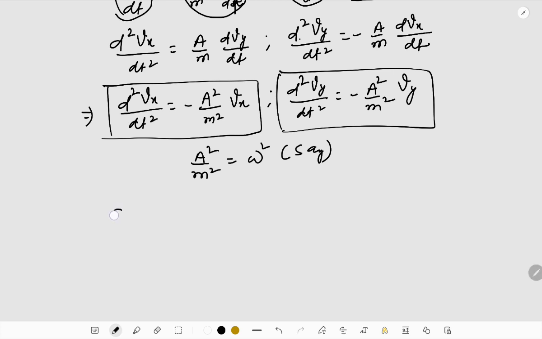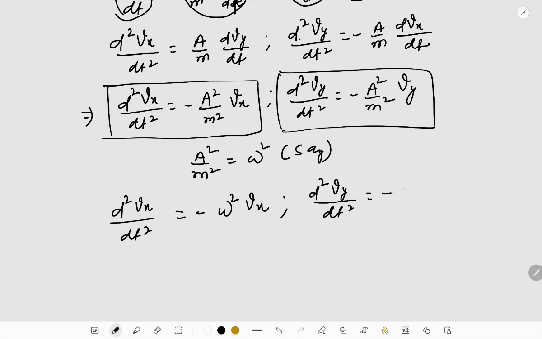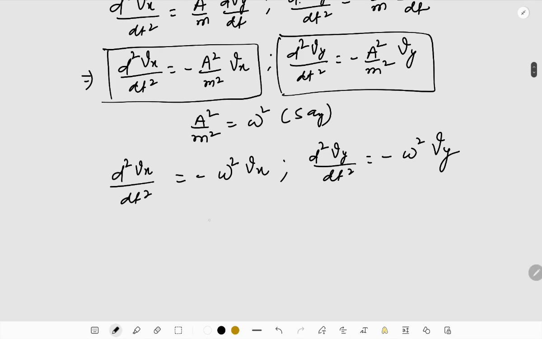So that the left equation can be written as d2 vx upon dt squared equals minus omega squared vx. And then the right hand side of the equation you can write d2 vy upon dt squared equal to minus omega squared vy. And you could have remembered from studies, this is the famous differential equation, not related to our solution, but perhaps you can solve this equation somewhere. d2x by dt squared equals minus omega squared x.